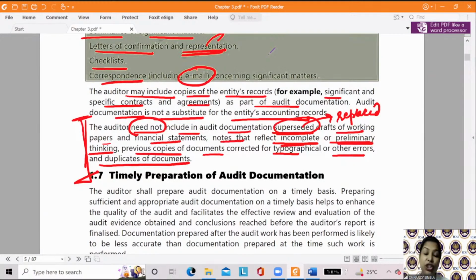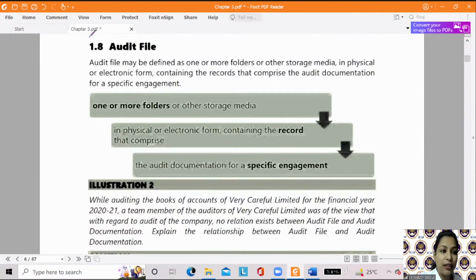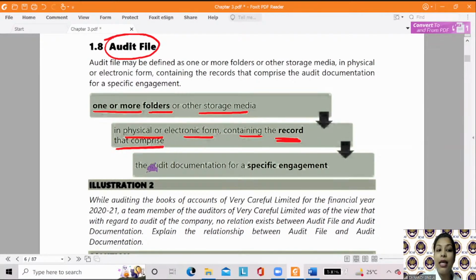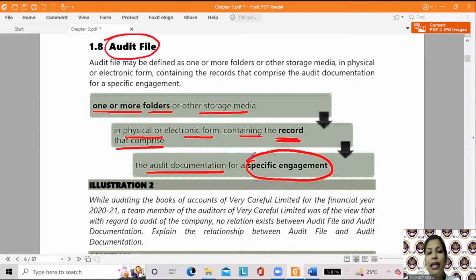So, maintaining the audit documentation related to a specific engagement in 1 or 2 folders. When the auditor is maintaining 1 or 2 folders with respect to a specific engagement, such concept is known as what? Audit file. So what is audit file? 1 or more folders or other storage media in physical or electronic form containing records that comprise the audit documentation for a specific engagement. एक अलग से अगर आप फोल्डर बना लेते हो अपने सिस्टम पर, let's say if it is been maintained as a soft copy on the computer screen, then if 1 or more folders are maintained with respect to a specific engagement, तो उसको क्या बोलेंगे? Audit file.